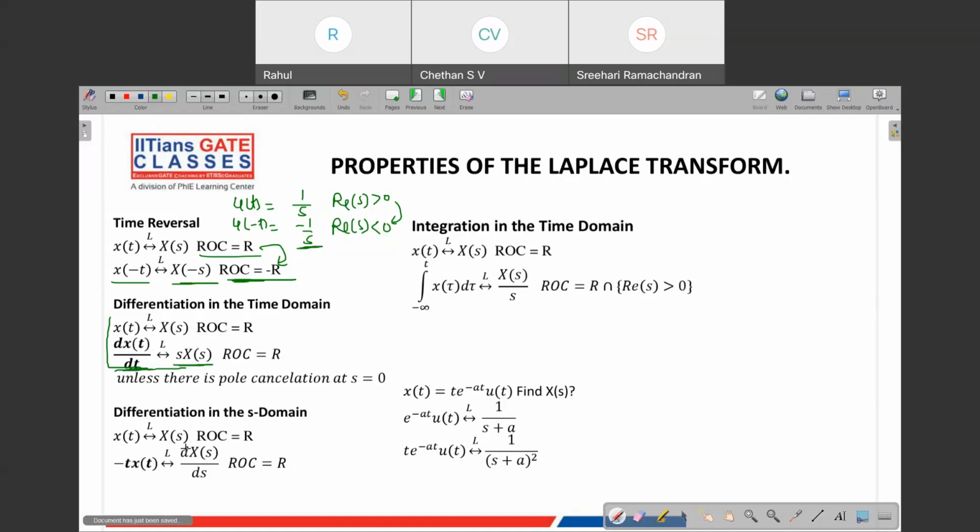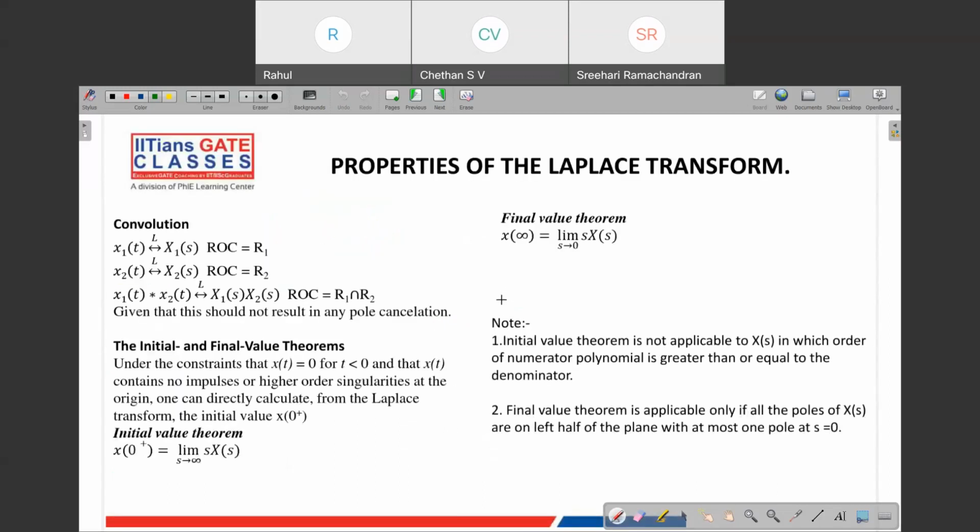Next is the differentiation in S domain. So it will become multiplication by minus t in the time domain. And then next is the integration in the time domain, and it will become just the opposite of this. When you do the differentiation, it is multiplication by s. When you do the integration, it is division by s. Let's go to the next slide.